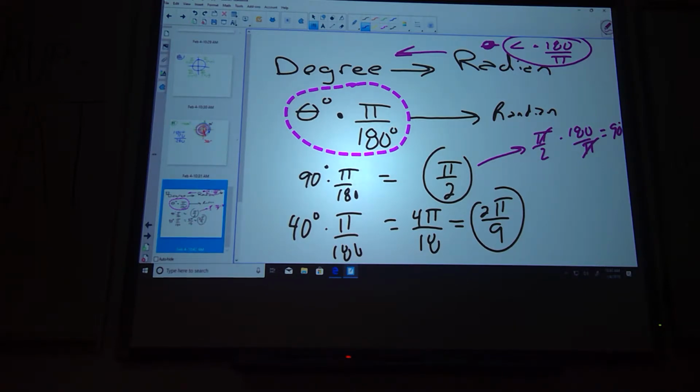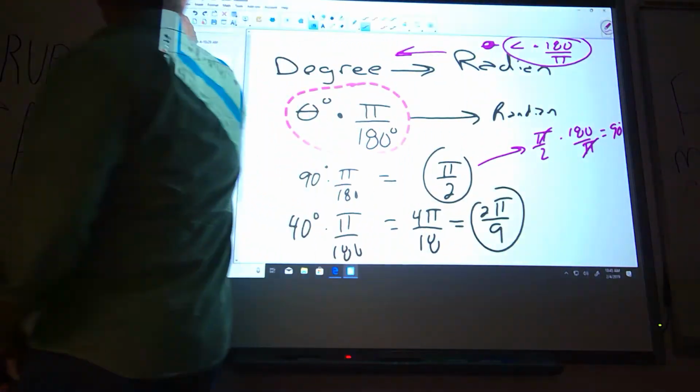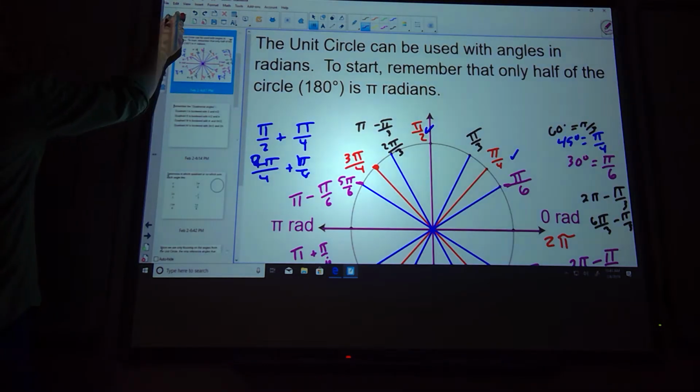I guess the best way to remember that is the pi is on the bottom if you have pi as part of your answer that you're converting. Make sense? So it's the simple relationship right there. That was bonus material. We weren't supposed to teach that today, but I did.